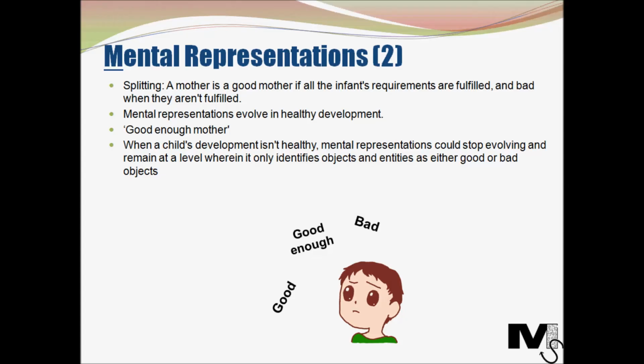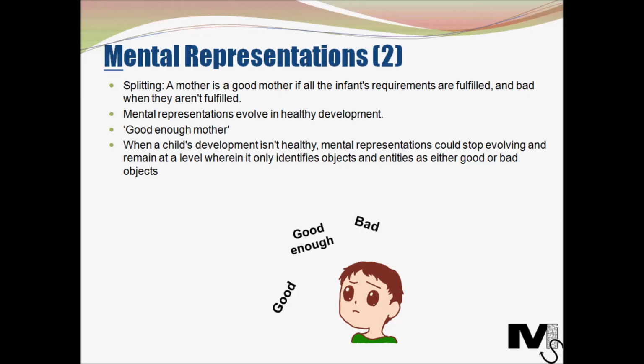This further leads to the child's understanding that objects in its life are real people with real strengths and weaknesses and imperfections. Now, if a child's development isn't healthy, its mental representations could stop evolving and remain at a level where it only identifies objects and entities as either good or bad objects and nothing in between. And just like in the infancy stage, bad objects can create a lot of anxiety in the mind of the child.